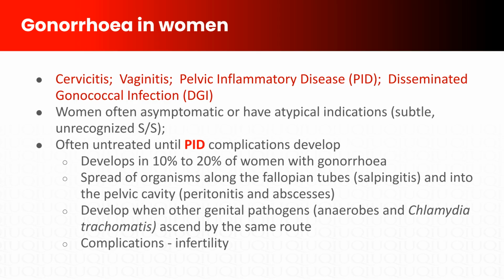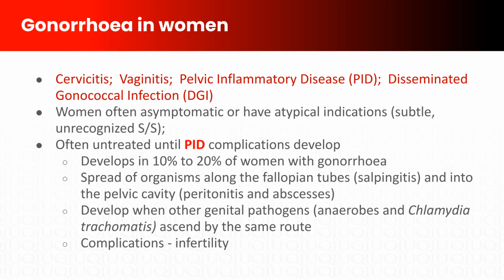The long-term complications of PID are devastating: infertility due to fallopian tube scarring, ectopic pregnancy because damaged tubes can't transport the fertilized egg properly to the uterus, chronic pelvic pain from adhesions and scar tissue. These complications can occur even after a single episode of PID, which is why early detection and treatment of gonococcal infection in women is so critical.